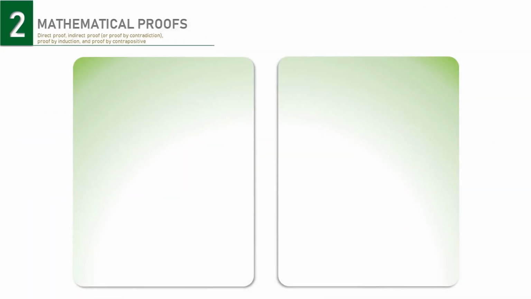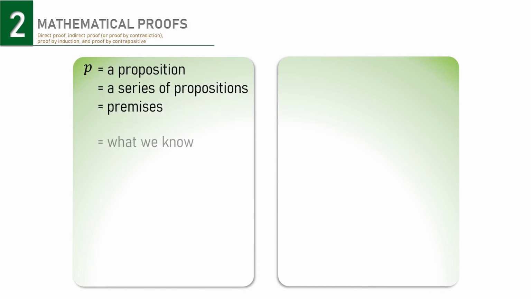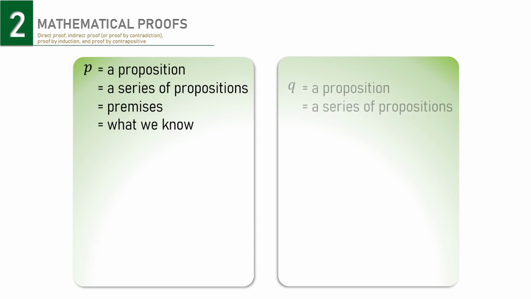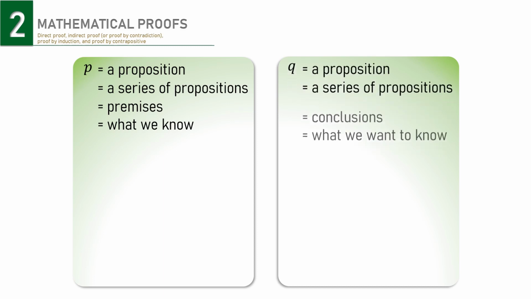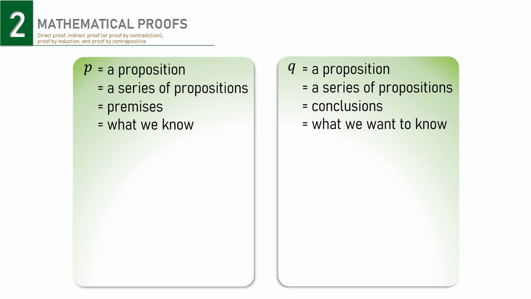In our examples, P represents a proposition. In fact, P can also represent a series of propositions. We call them premises, or what we know. On the other hand, we have Q, a proposition or a series of propositions too, which we call the conclusion, or what we want to know.